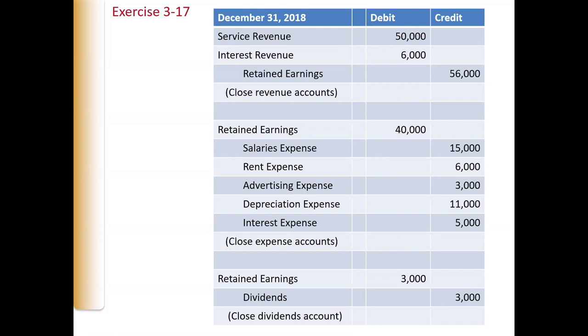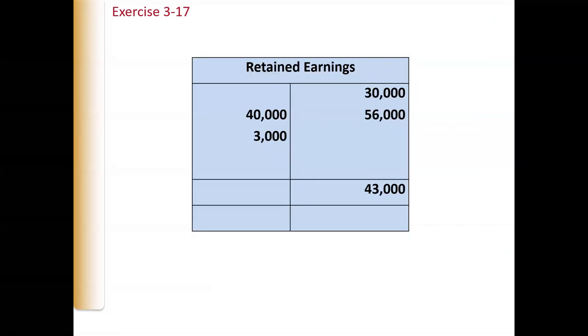Then we zero out our dividends account. Dividends have a normal debit balance. To reduce dividends, we credit it. So if retained earnings started with a credit of 30, and we took those closing journal entries, we're crediting the revenue here for 56. We're debiting our expenses of 40. We're debiting our dividends of 3, and we'll end up with an ending balance in retained earnings of 43,000.